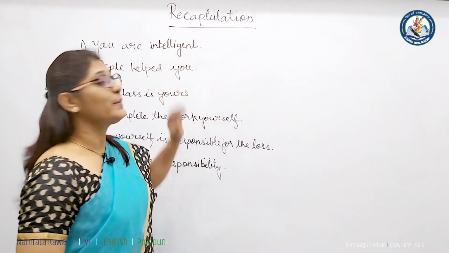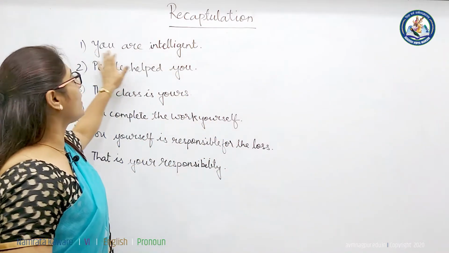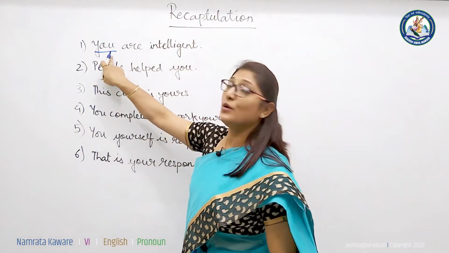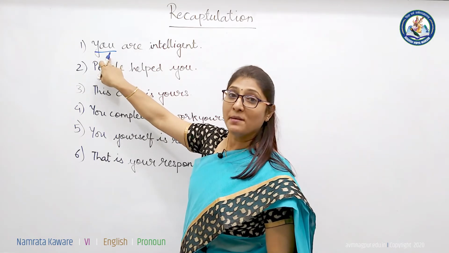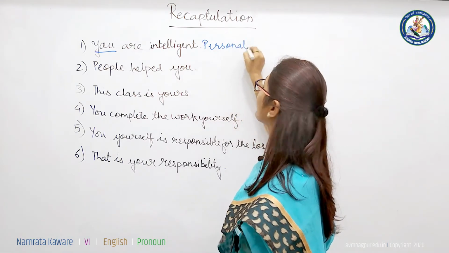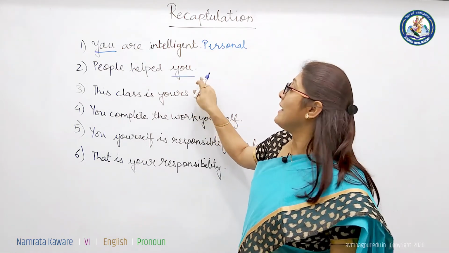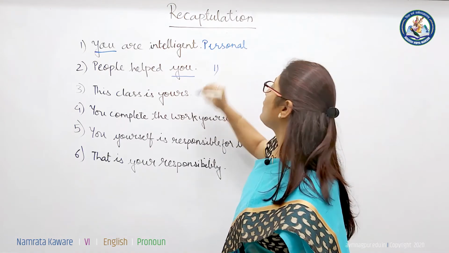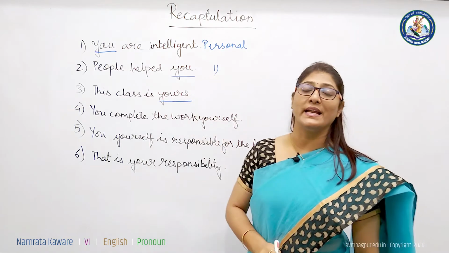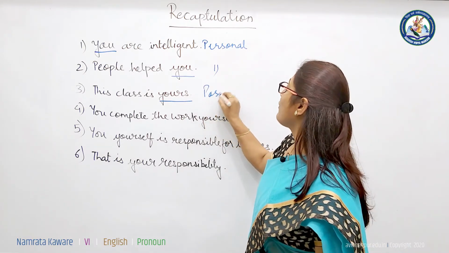Let's recapitulate whatever we have studied till now. Here I have taken the second person pronoun, and let's see, you are intelligent. Here, you is in the subject's place. You refers to a person, second person, and it is in the subject's place, so it is a personal pronoun. People helped you. Here again, you refers to a person and it is used in the object's place. It is also a personal pronoun. This class is yours. It shows belongingness, that the class belongs to you. So, here it is a possessive pronoun.